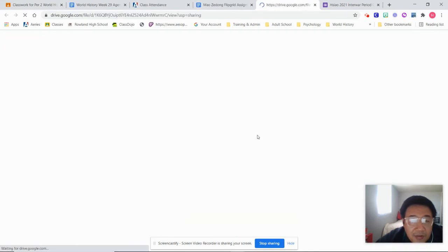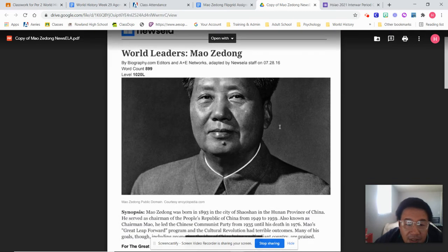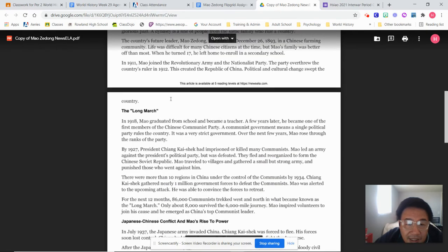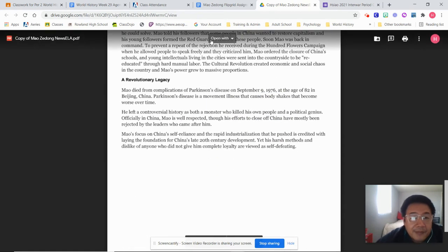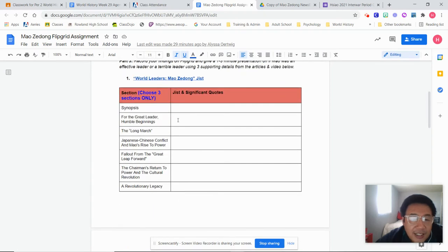The first one is just a PDF, and it gives you a little bit of information about Mao Zedong, broken up into headings: the synopsis, the humble beginnings, the Long March, the fallout, and so forth. For this, I want you to give a brief idea of only three of these sections. If you found something you really like in the Great Leader Humble Beginnings, you're going to give me generally the idea of what you found there.